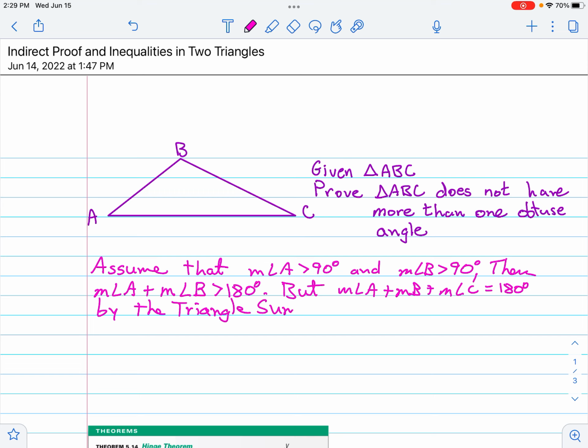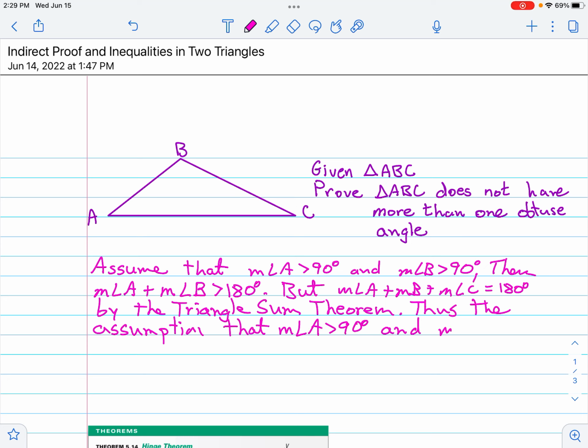Now, you don't have to say the triangle sum theorem. You can just say, because the angles of a triangle all add up to 180. Thus, we have a contradiction. Thus, the assumption that the measure of angle A is greater than 90 and the measure of angle B is greater than 90 is false.